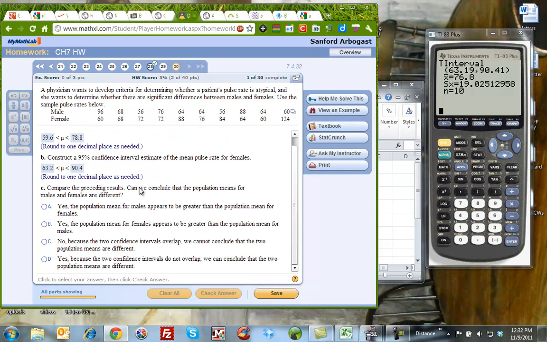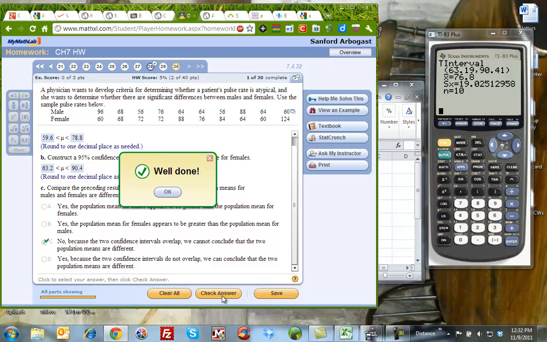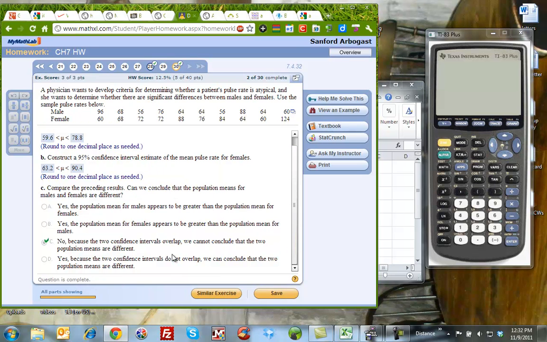So now we are comparing the results. Can we conclude that the population means for males and females are different? Well, we can look here, and males is actually in between females. So we can't conclude that the means are different. We would only be able to conclude that if the means were not included in both of these. So no, because the two confidence intervals overlap. The population mean could be in both of these. If it was between 63.2 and 78.8, they would be the same.